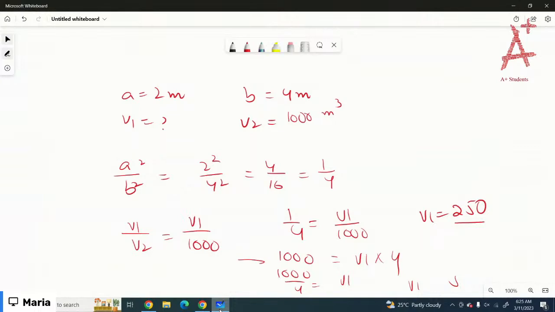2 square is 4. We have to calculate the cube's volume, not the squares. Let me just do it again. You have to calculate the cubes because it is the volume given, not surface area.